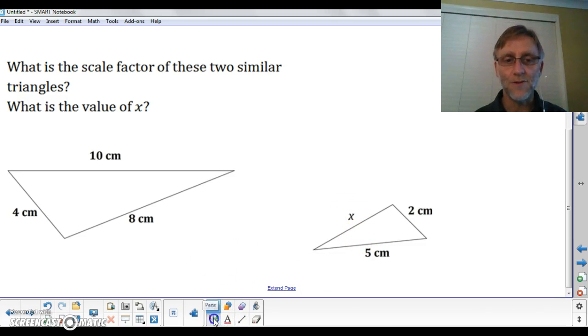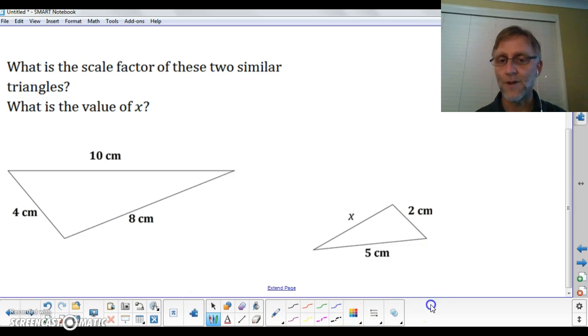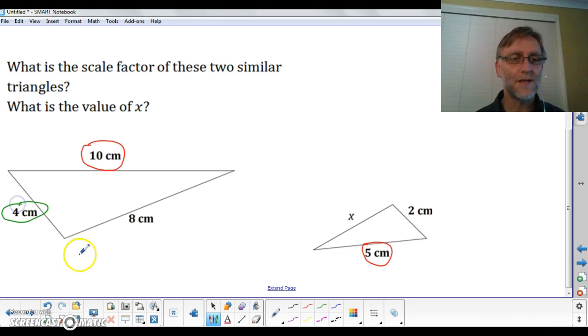The first thing that we need to do is find the similar sides. So I'm going to pick up a red pen and I'm going to circle the longest side in the big triangle. I'm going to look for the longest side in the small triangle. It's this one. Those are corresponding sides. I'm going to find the smallest side in the big triangle, the 4 centimetre one. I'm going to find the smallest side in the little triangle, the 2 centimetre one, and I'm going to say they're corresponding sides. So that means the 8 and the x must be corresponding sides as well, and we'll use that in a minute. But the first thing I need to do is figure out the scale factor.